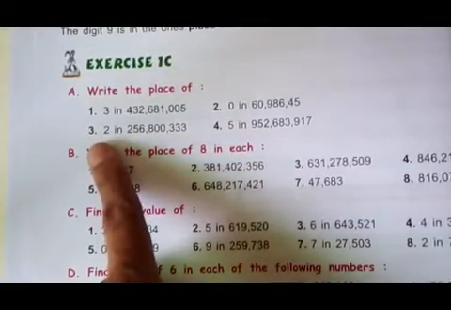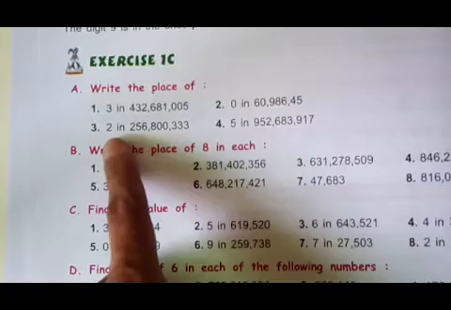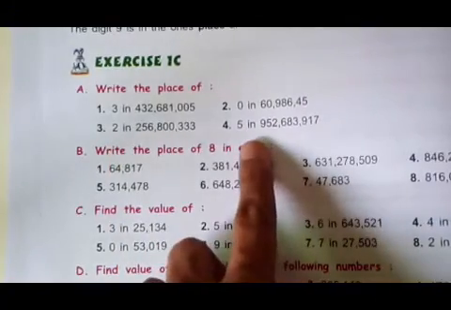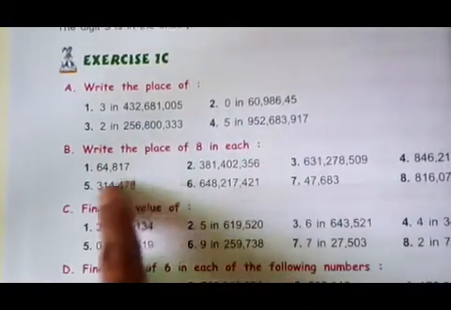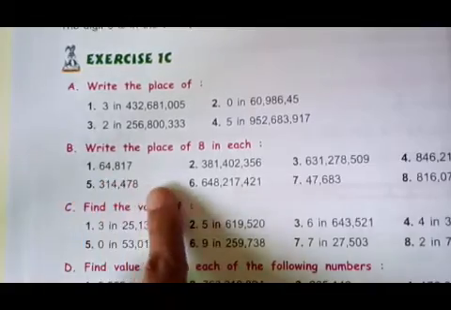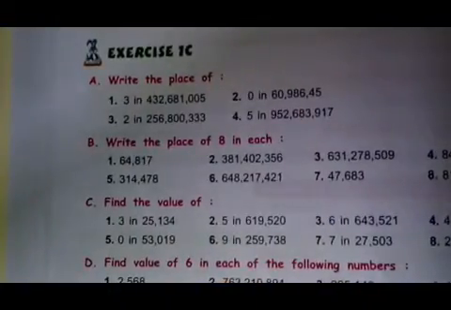Similarly, the remaining two parts are for you. You have to write the place value of 2. 2 is on 100 million and 5 is on 10 million. Now, let's move toward part B. Write the place of 8 in each.